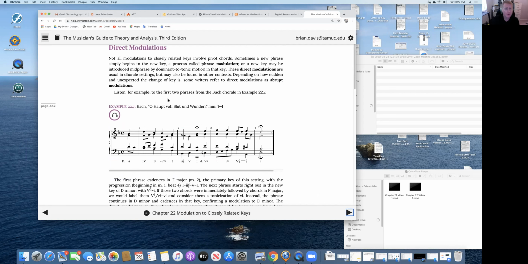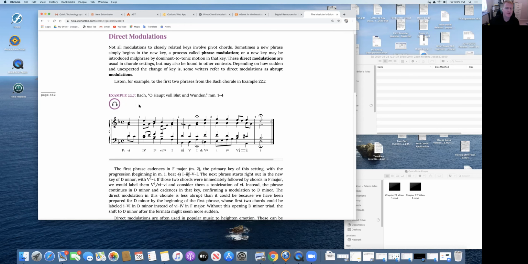And sometimes you don't get a pivot chord. And usually in direct modulation, these are obviously very related keys. Most common thing to see is major to natural minor or natural minor to major, something that is the same key signature, where you basically may only need one accidental to make it happen. So let's play this Bach.